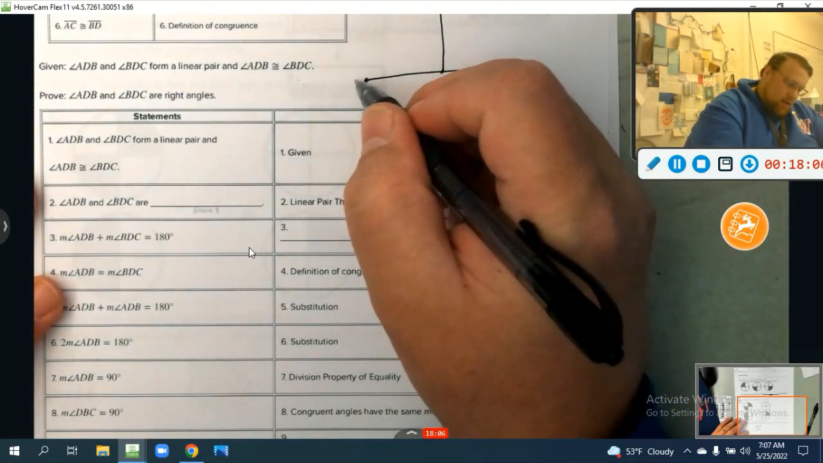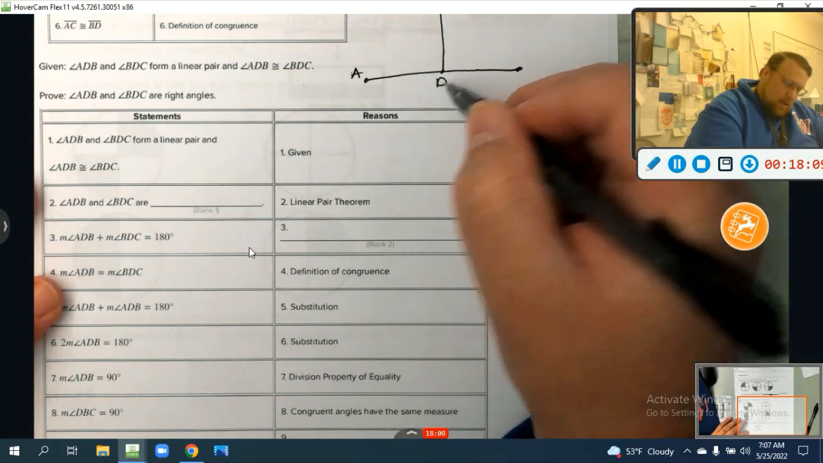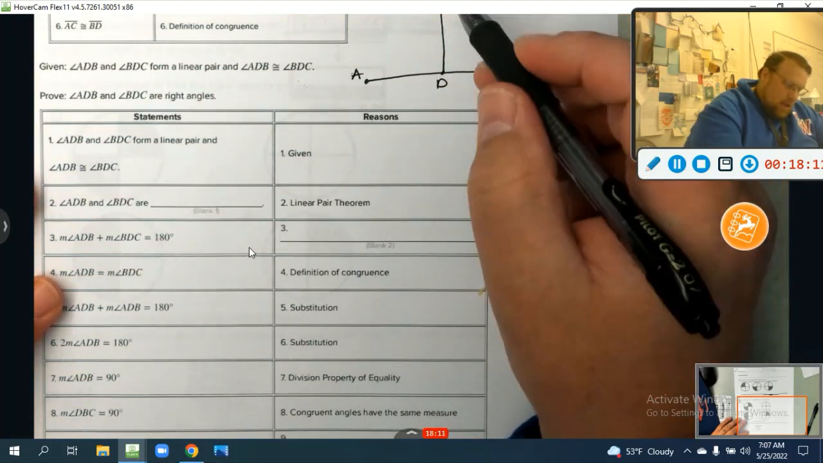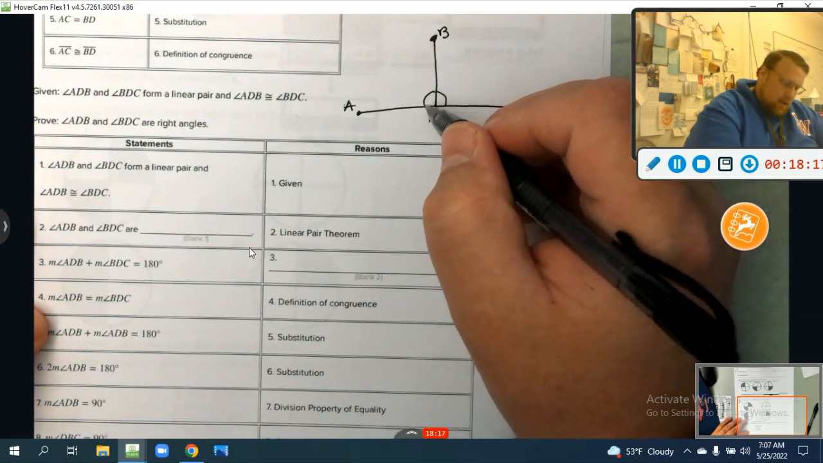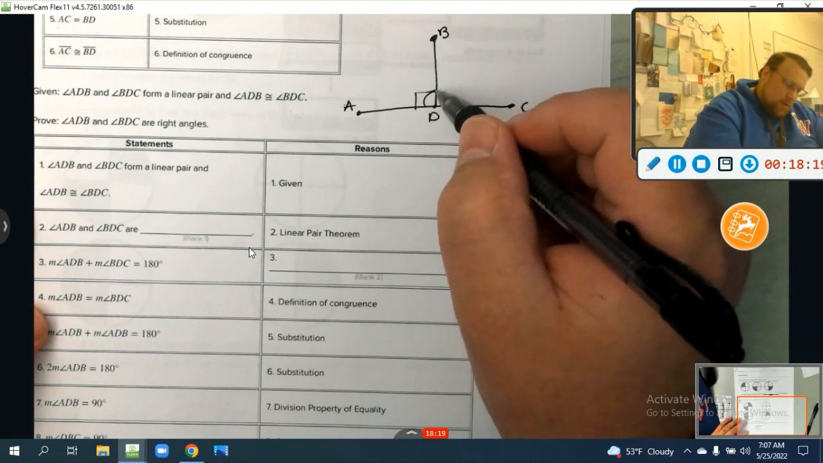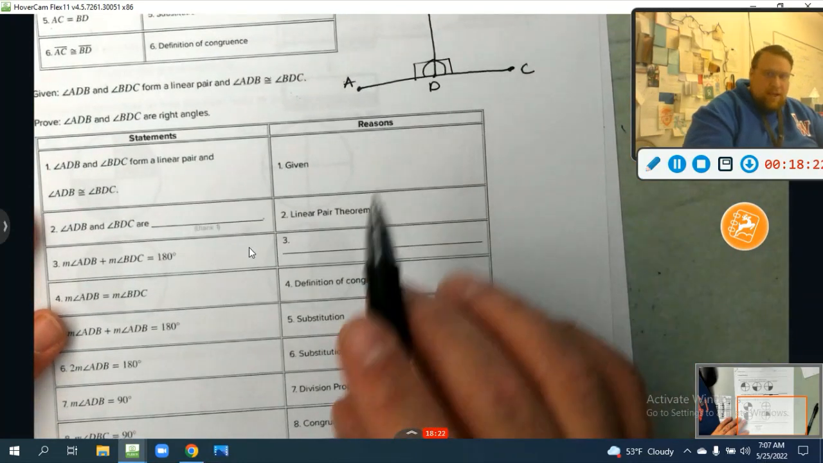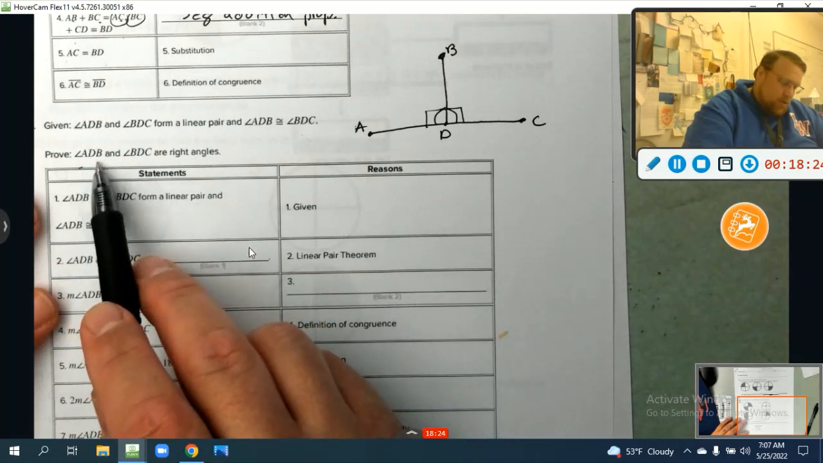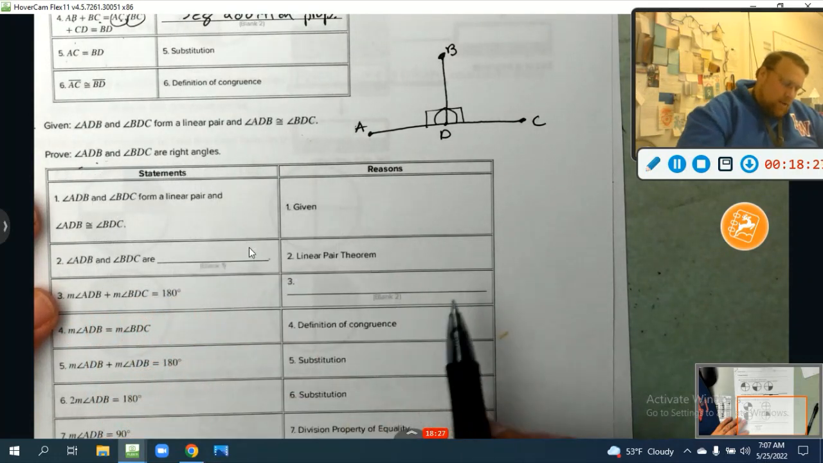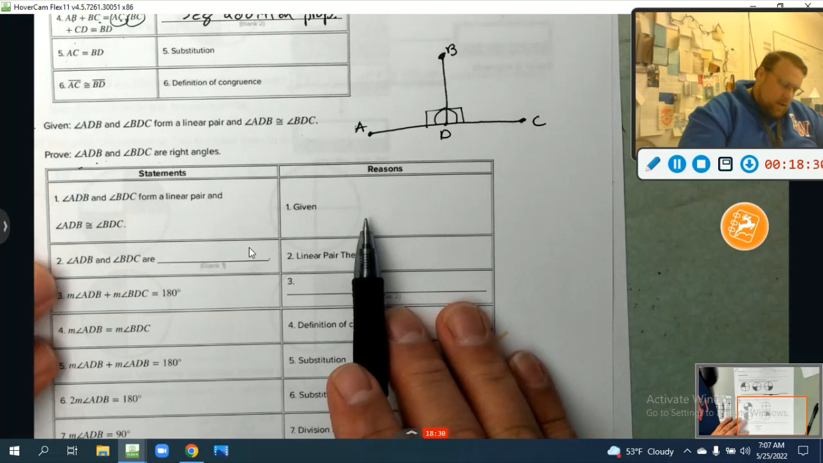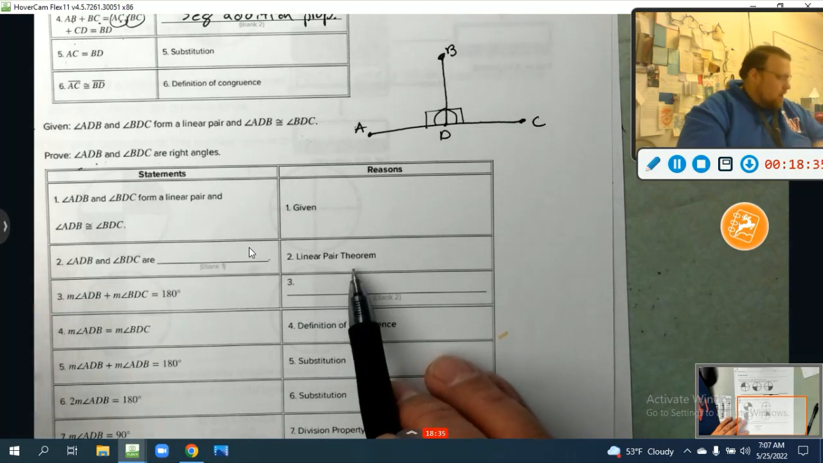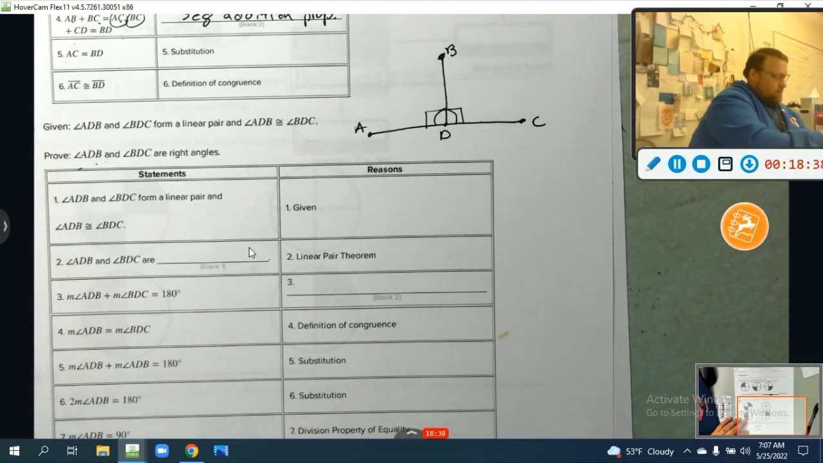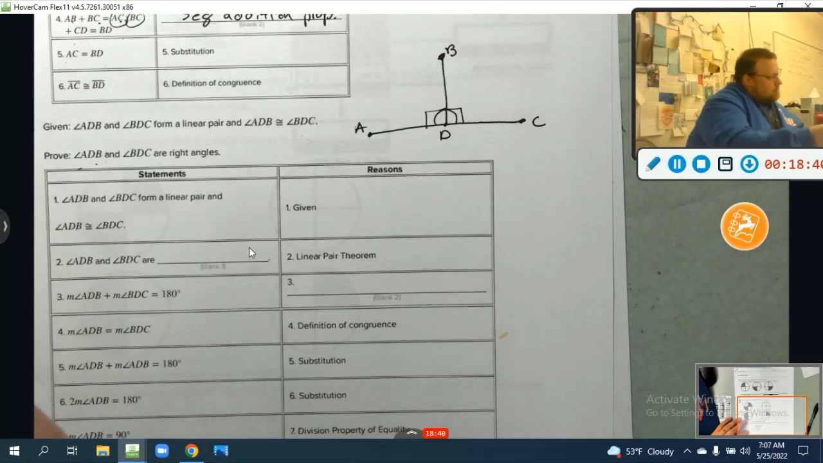So we've got here A, D, and B, and B, D, and C, right? And we're saying, hey, they're congruent, but we want to prove that they're right angles. That's what we really want to prove, that they're right angles, which I can tell you is true. We'll get to that. So prove angle ADB and angle BDC are right angles. All right, so first we put down our givens. That's great. And then if angle ADB and angle BDC are a linear pair, let's find that theorem. Linear pairs.